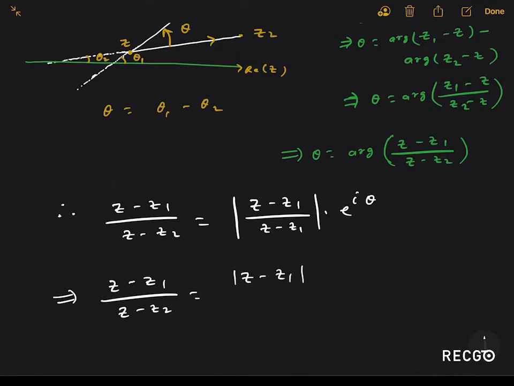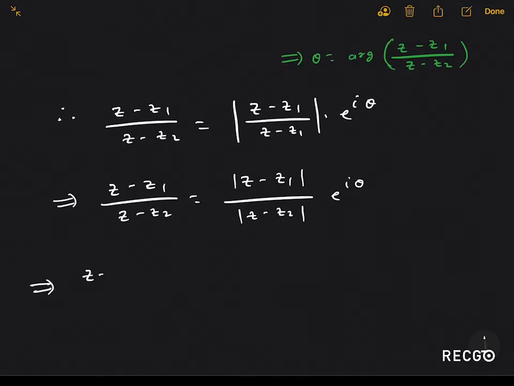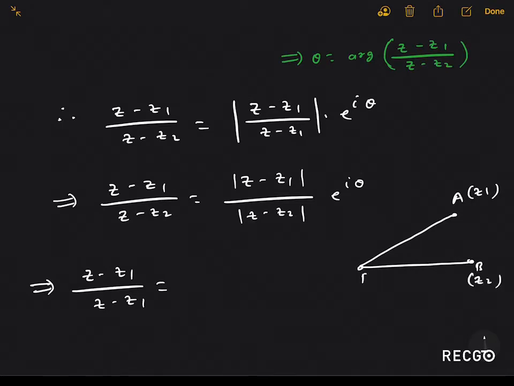Now any complex number in Euler form can be written as z equal to mod z into e to the power iota times argument of z. Therefore, the complex number (z minus z1) by (z minus z2) can be written as mod of (z minus z1) by (z minus z2) into e to the power iota theta. Applying the property of modulus, I get (z minus z1) by (z minus z2) equal to mod of (z minus z1) by mod of (z minus z2) into e to the power iota theta. Mod of z minus z1 is the distance between A and P, which is AP, and mod of z minus z2 is the distance between B and P, which is BP. So finally, you get this formula according to the rotation principle.